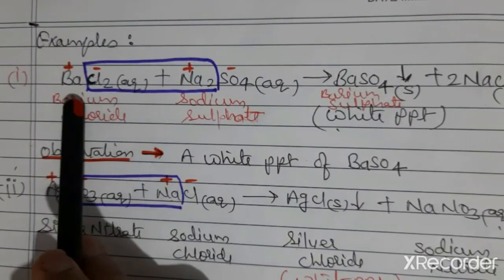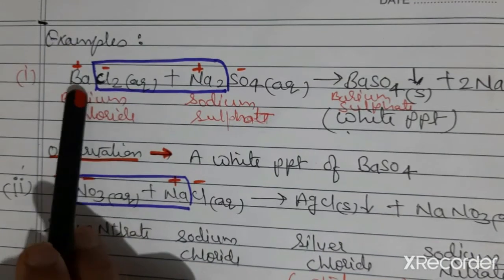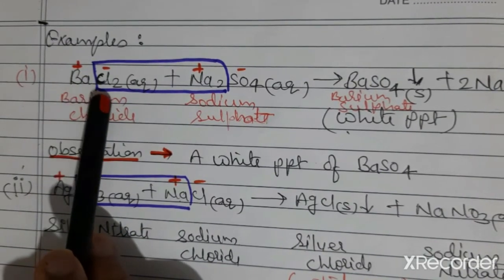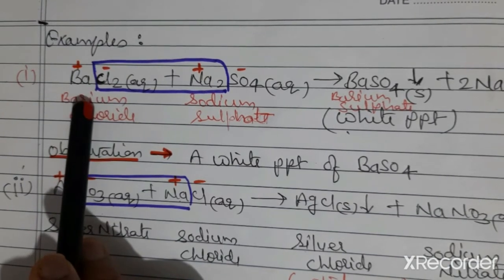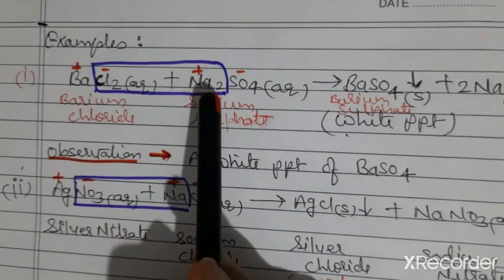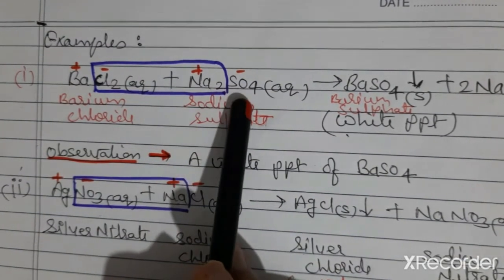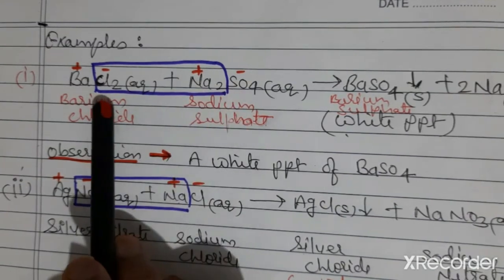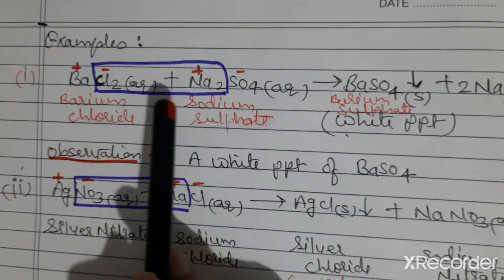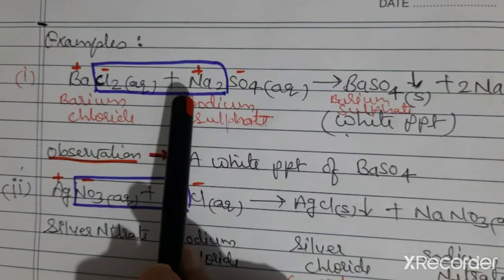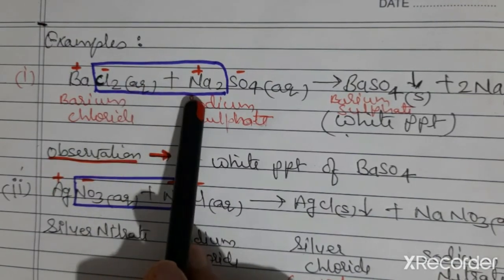See, barium chloride. Here barium is positively charged and chloride is negatively charged because it is an ionic compound. Double displacement reaction takes place between ionic compounds. Here in sodium sulfate, sodium is positively charged and sulfate is negatively charged. When these two solutions are mixed together, the exchange of ions takes place.